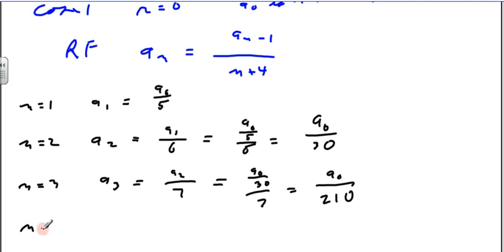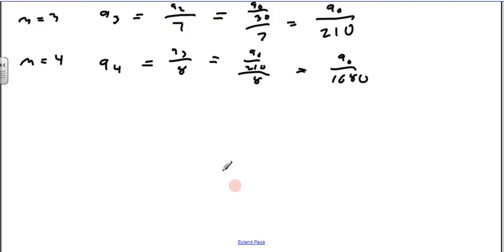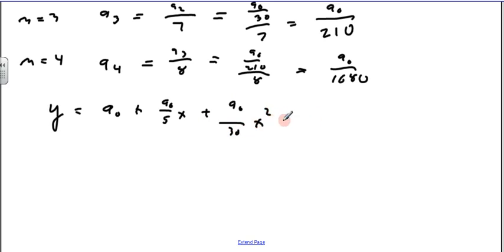And when n is equal to 4, I get a4 is equal to a3 divided by 8, which is a0 divided by 210 divided by 8, a0 over 1680. So for case 1, I have y is equal to a0 plus a0 over 5 x plus a0 over 30 x squared, a0 over 210 x cubed, a0 over 1680 x to the 4th.